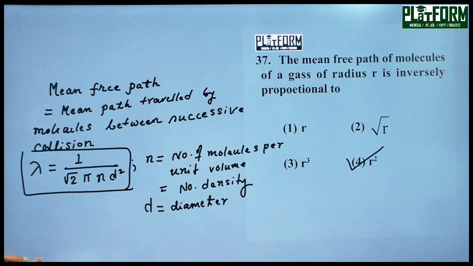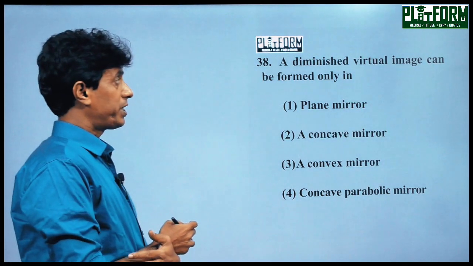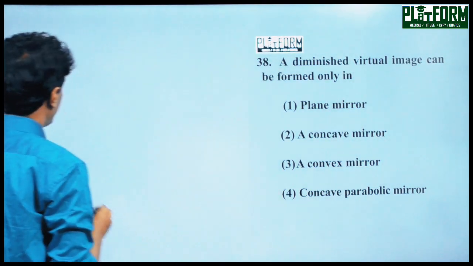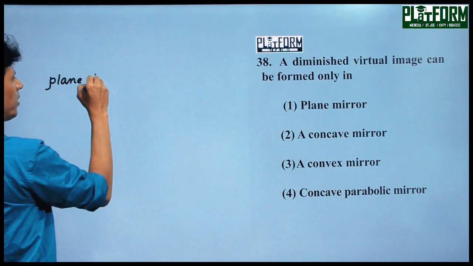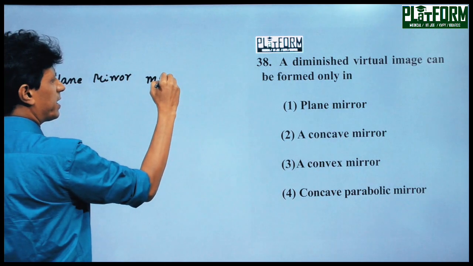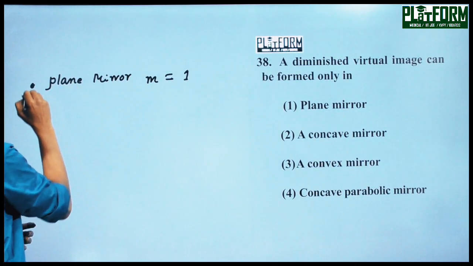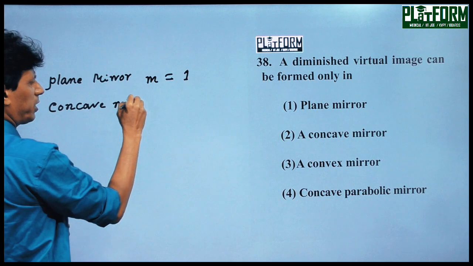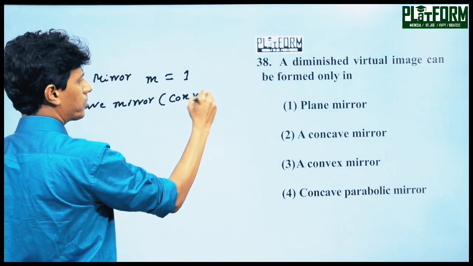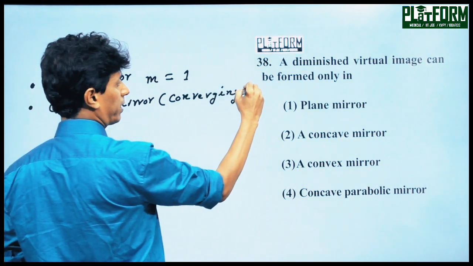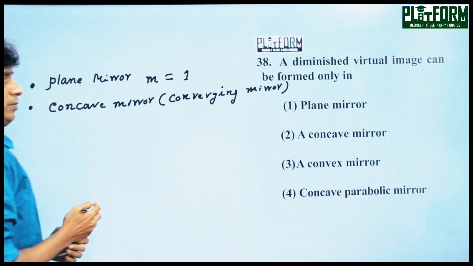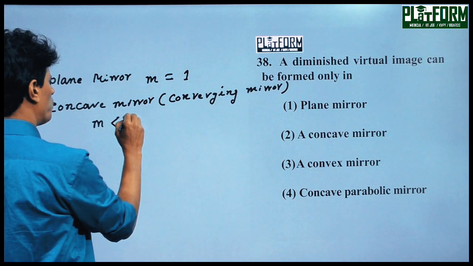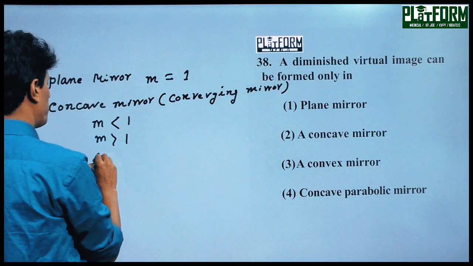Let us see what is the next problem here. Diminished virtual image can be formed only in... it is a problem also based on the conception. In the case of plane mirror, you know, magnification is always 1. A concave mirror is also known as converging mirror. Very simple question. In the case of concave mirror, the magnification may be less than 1, may be greater than 1, or may be equal to 1.